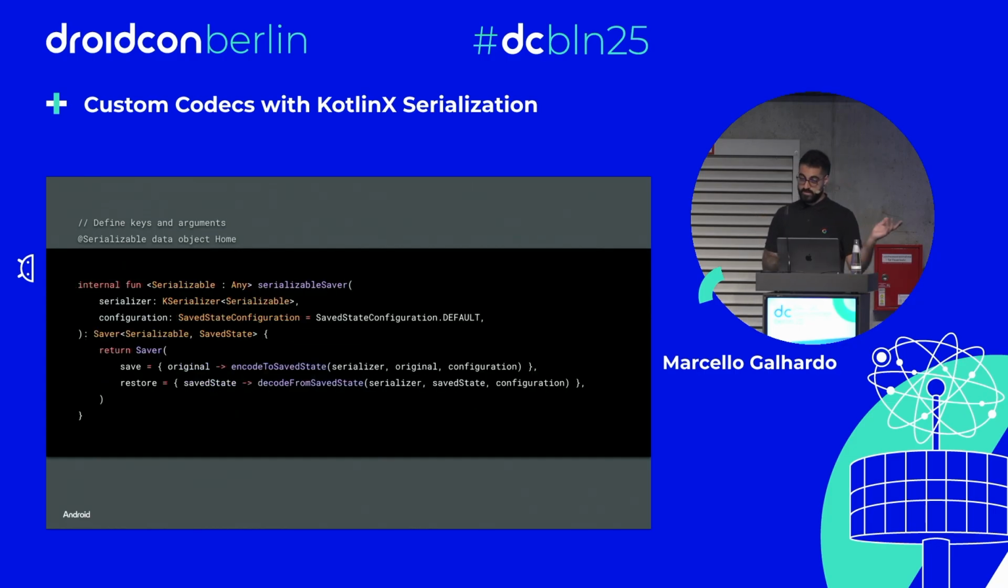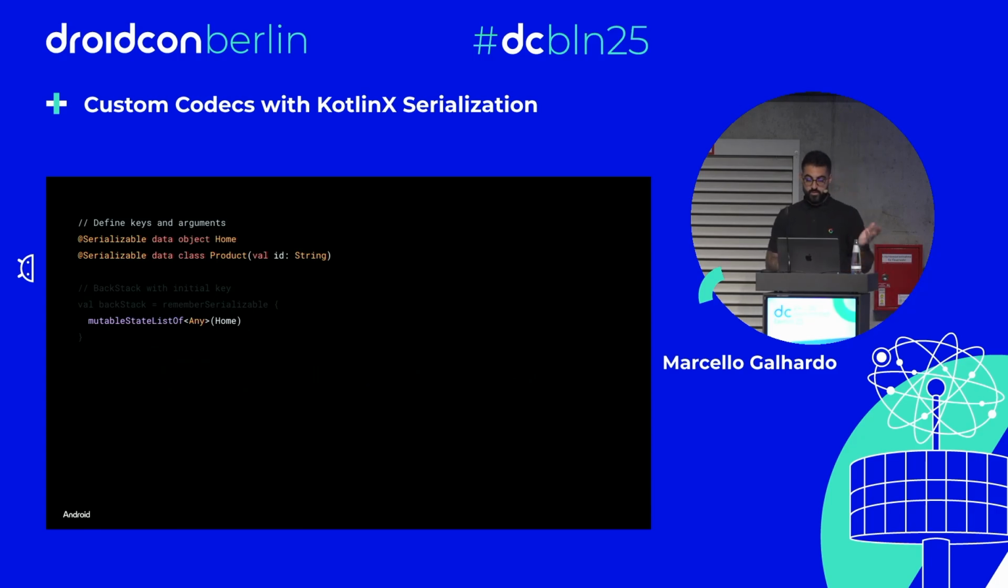This is the internal serializable saver function. It just creates a saver for any KotlinX Serialization type. The save part takes the original object and calls encode to SavedState. The restore part takes the SavedState and calls decode from SavedState. We get the full round trip with encode when saving, decode when restoring.